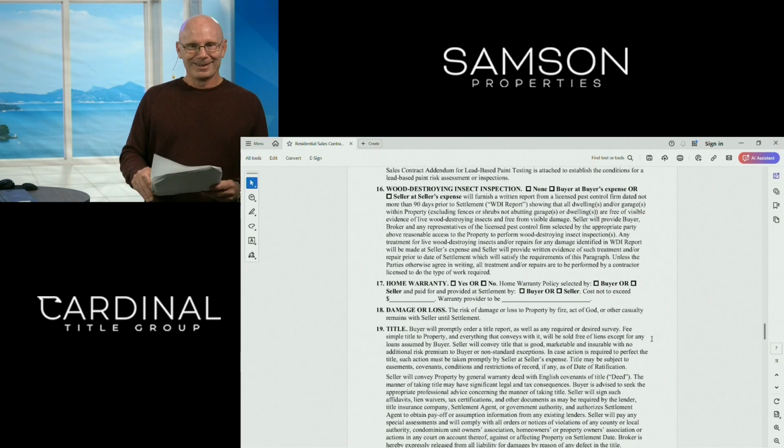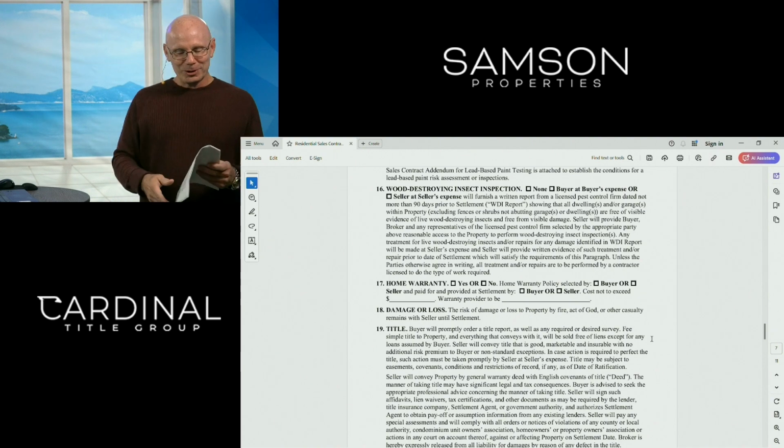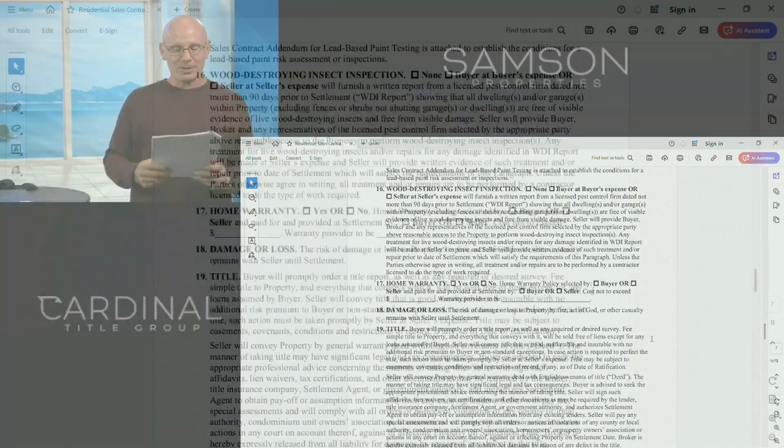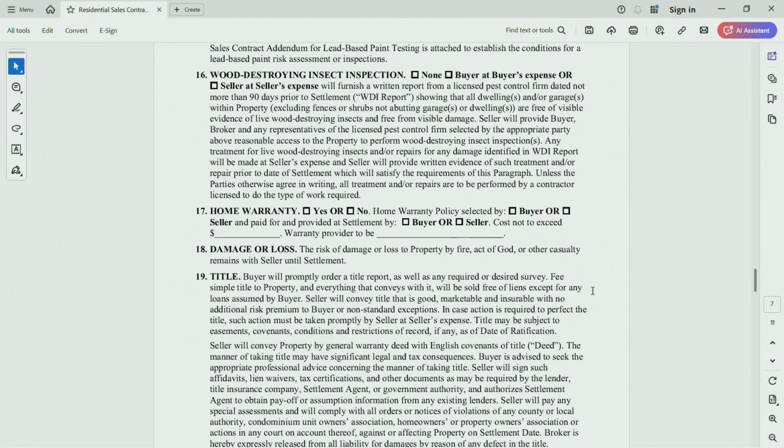Wood destroying insects. So this paragraph is whether or not your client is going to perform wood-destroying insect inspections. So whether or not they're going to do it, whether or not the buyer is going to pay for that, or whether or not the seller is going to pay for that. You're going to check the appropriate box on here, and then it has to be done 90 days prior to settlement. So if you have a long, dragged-out settlement, you probably want to wait till inside that 90 days.